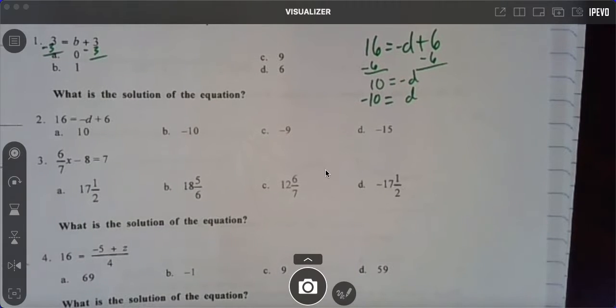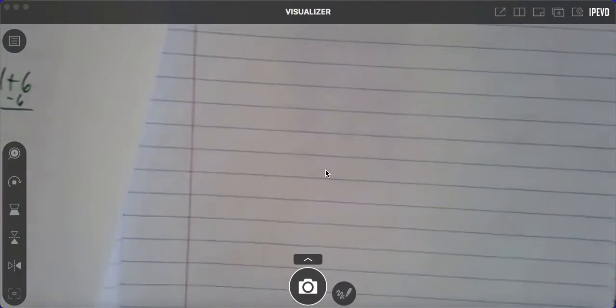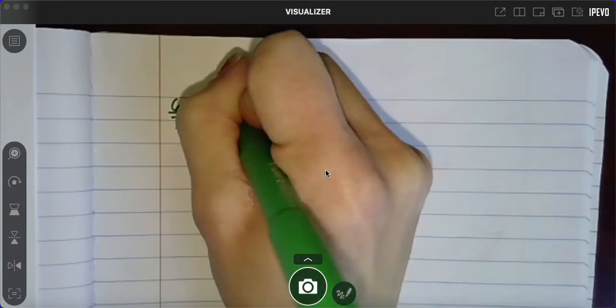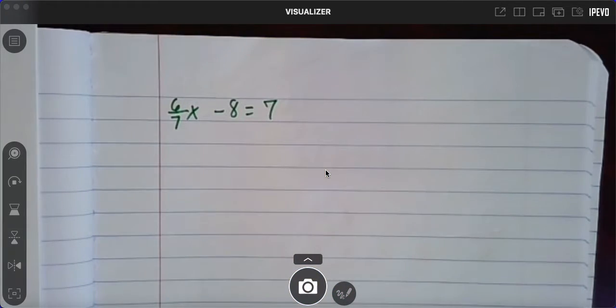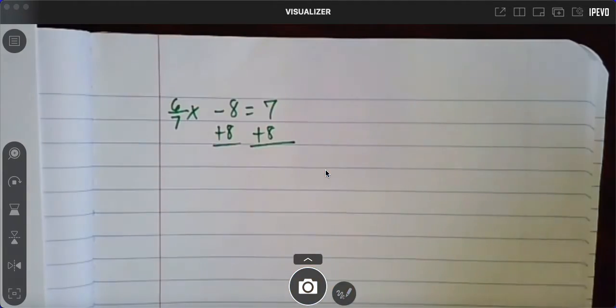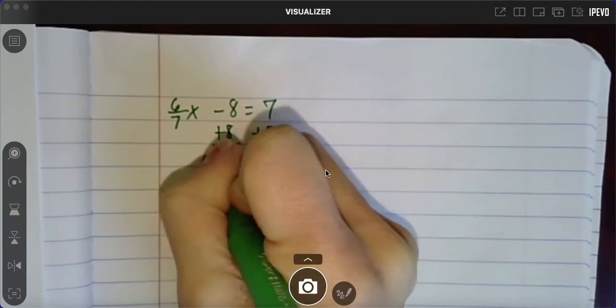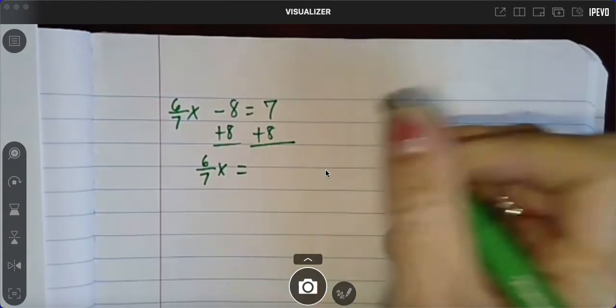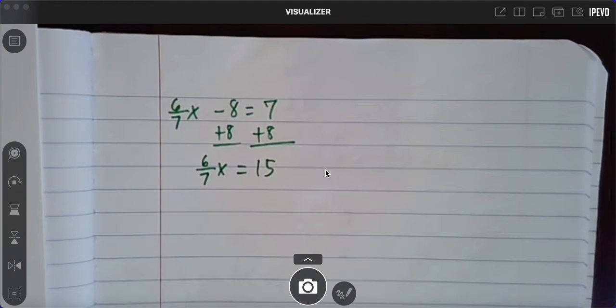Yep. I hope so. Okay, the next one, I'm going to write on here so I have plenty of room. I have 6 over 7 times x minus 8 equals 7. What am I going to do with that 8? Add it. I'm going to move it to the other side. So I get 6 over 7x equals, what's 8 plus 7? 15. Then what am I going to do?